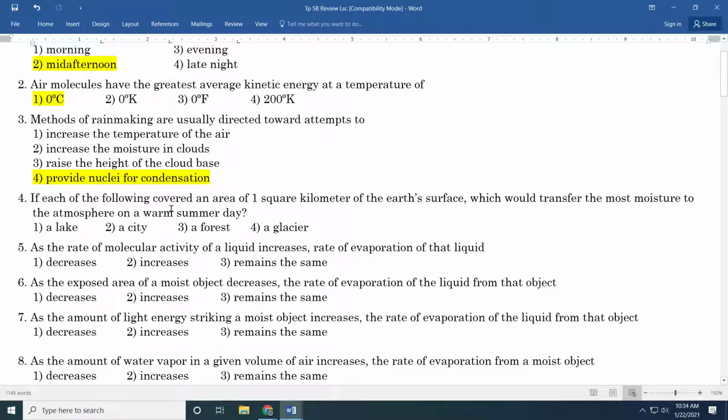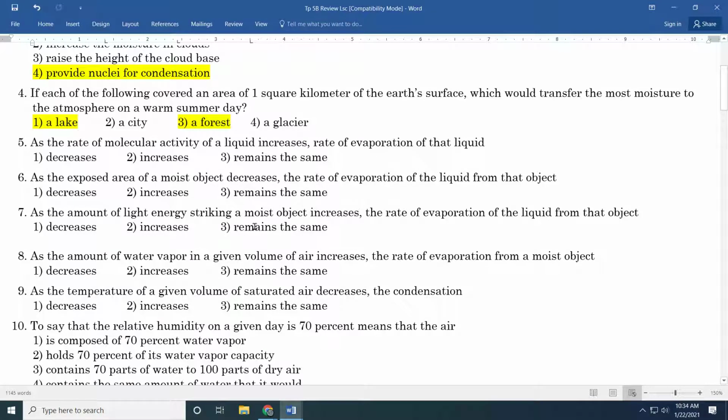If each of the following covered 1 square kilometer of Earth's surface, which would transfer the most moisture to the atmosphere on a warm summer day? Well, warm summer day, I'm going to go with the forest because plants expend energy to push out water. So they're going to be really rocking. Though honestly, lakes are going to evaporate a lot too. So it depends on the forest, it depends on the temperature of the lake. If you put 1 or 3, you're on the right track. I don't think they would do that to you. I know I wouldn't do that to you on a test.